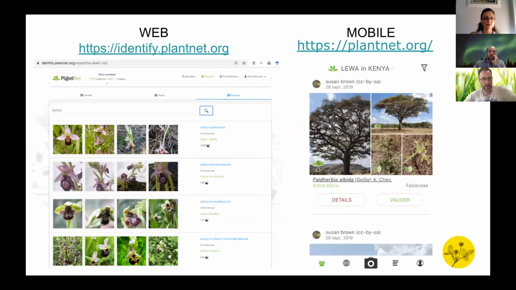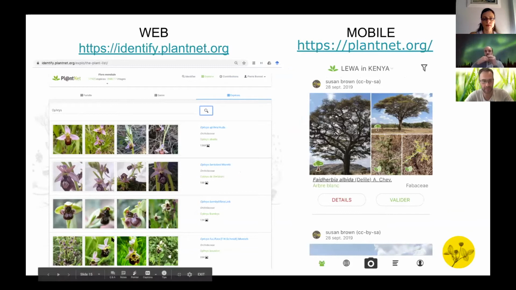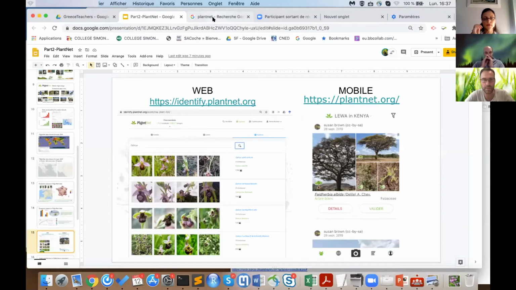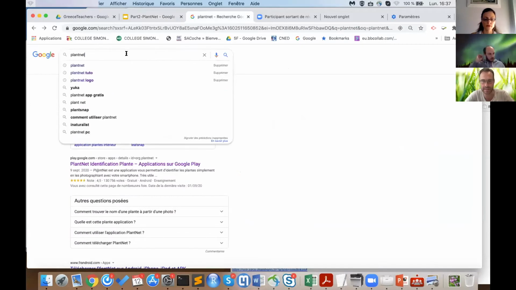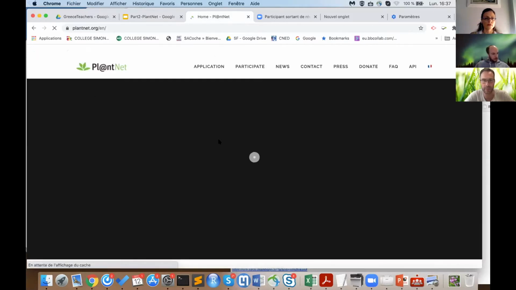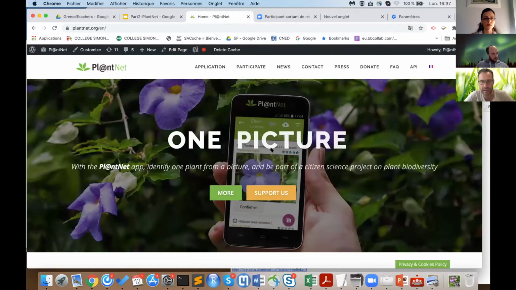So now I will briefly present you the main PlantNet tool, so to identify plants. I'm starting with the web version. The PlantNet web tool is easily accessible by just searching for PlantNet on Google, and you can go on the website. The first website where you are is just the presentation website.